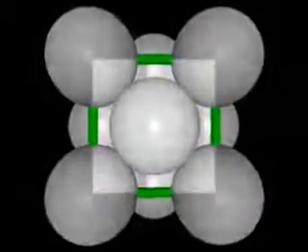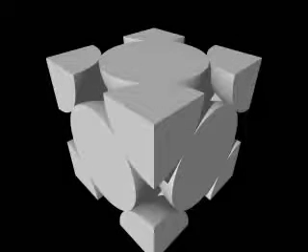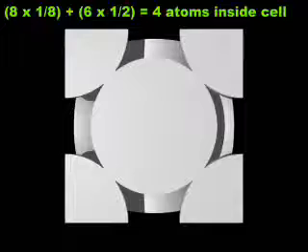The unit cell of the face-centered cubic cell is shown here. The unit cell contains the same 8 vertex atoms as the simple cubic and body-centered cubic structures, each 1/8 inside the cell. The 6 face atoms each lie 1/2 inside the cell. When combined with the vertex atoms, this gives the equivalent of 4 atoms inside the cell.